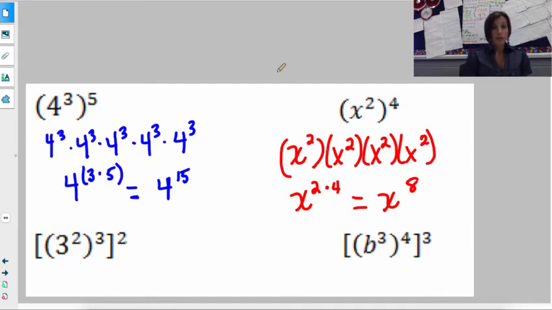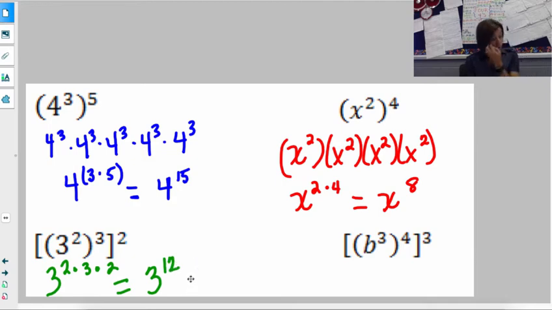And then we get trickier, of course. So we've got 3 squared raised to the 3rd power and then one more parentheses to the 2nd power. So the base is 3, the exponent is 2, raised to the 3rd power and then to the 2nd power. So we have 3 squared times 3 times 2 again, which gives us 3 to the 2 times 3 is 6, times 2, the 12th power. No, I'm not going to make you evaluate that right now. I just want it simplified.